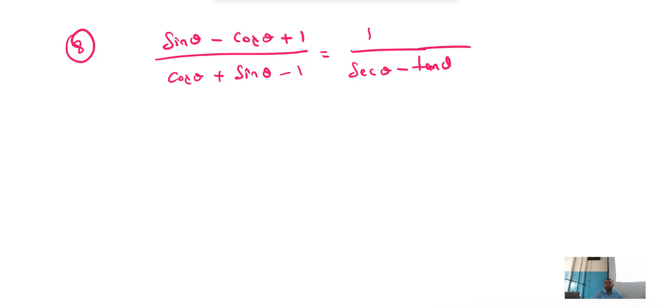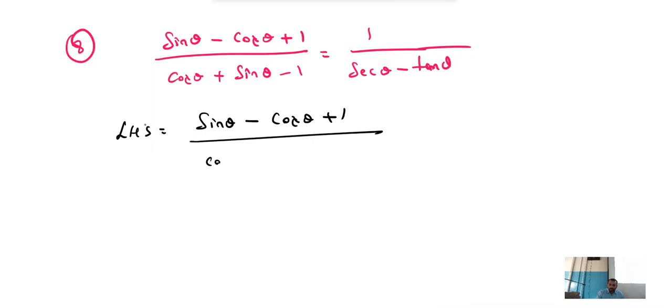Okay, this is your exercise question of your chapter. Here also we have to prove LHS is equal to RHS. Observe here. First, let me take the LHS: (sin theta minus cos theta plus 1) by (cos theta plus sin theta minus 1).